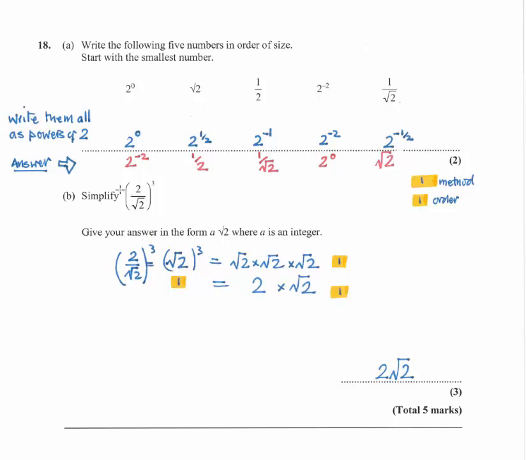We've got to simplify 2 over the square root of 2 cubed. Well, 2 divided by the square root of 2 is the square root of 2, and we've got to cube that. So it's the square root of 2 times the square root of 2 times the square root of 2. 1 mark for doing that and 1 mark for writing that out. Now the square root of 2 times the square root of 2 is just 2, so it's 2 times the square root of 2. And that's your final answer.